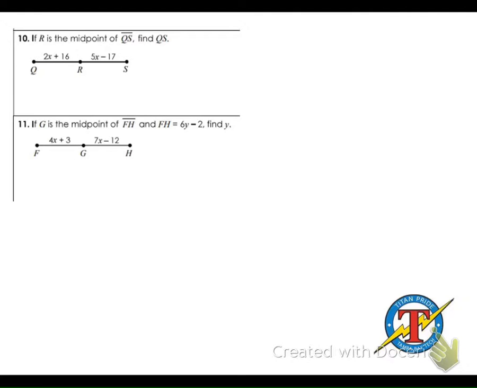So let's see. G is a midpoint. They tell me what FH is, but FH is 6y minus 2. Okay, there are two things that are true here. It is true that this piece plus this piece equals the total, but if I write an equation using that, then I'm going to have x's and y's in my equation, and I don't really know how to solve that.